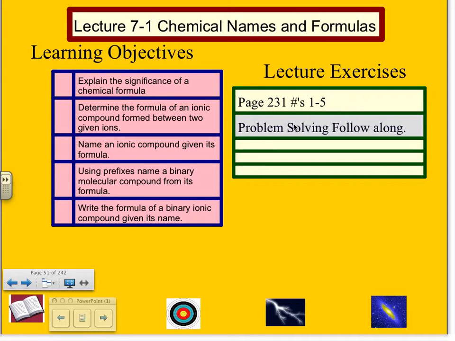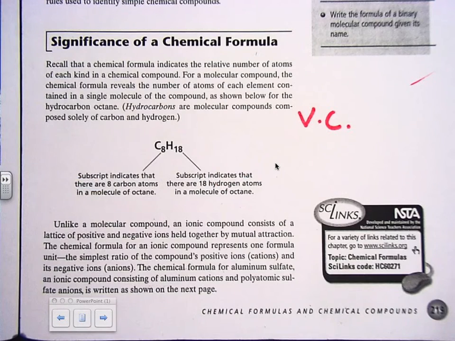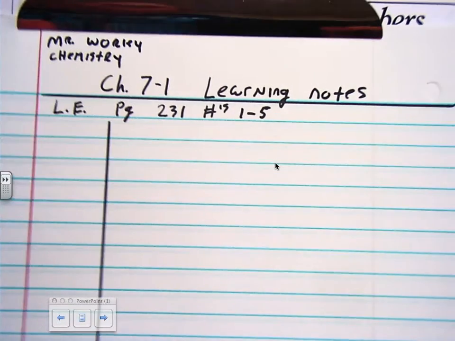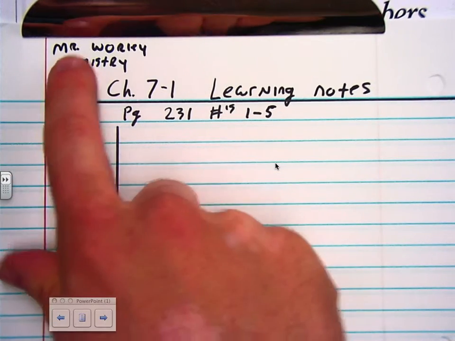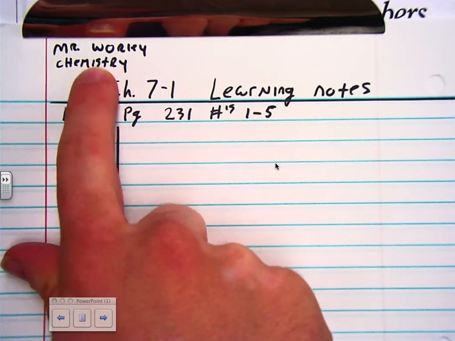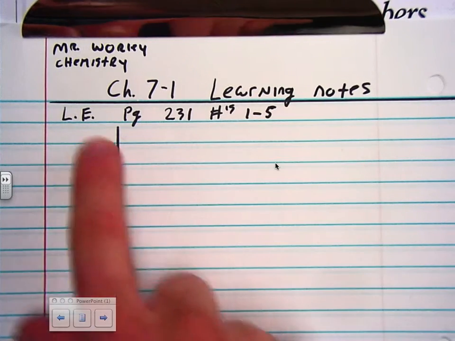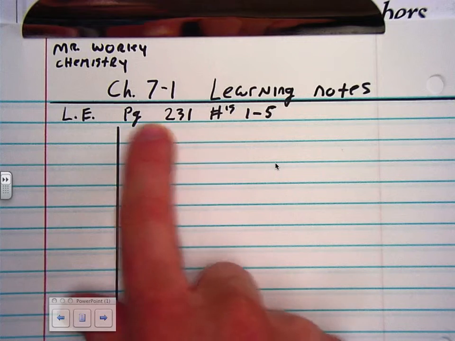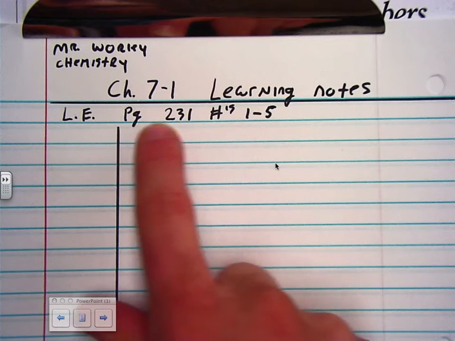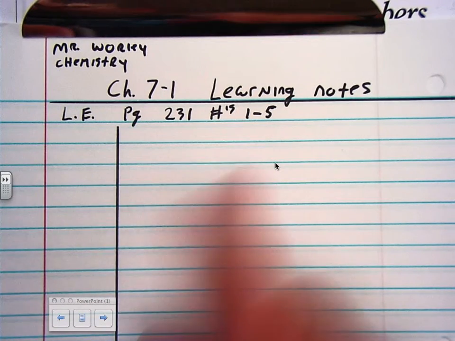Okay, before we start, make sure that you have your book opened up to page 219 right here. You need your book, 219. You also need to have a pen and paper handy. I have gone ahead and labeled my paper like I'd like you to label it. Your name here, class, and I want you to say Chapter 7, Learning 7-1, Learning Notes. L.E represents learning lecture exercises, page 231, numbers 1 through 5.